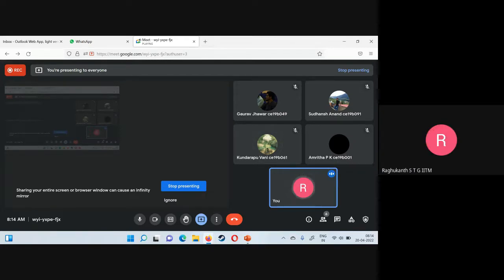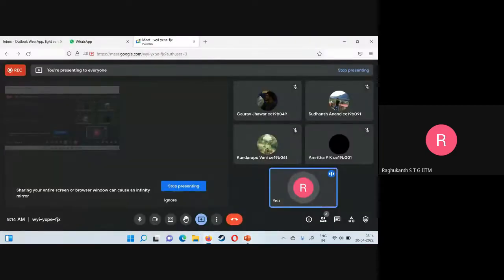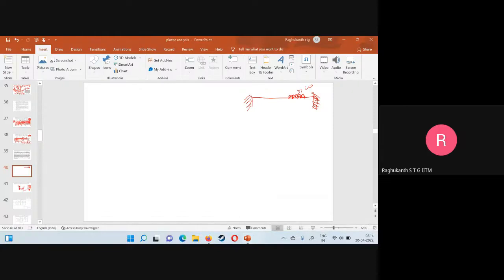Vani, tell me. Three. So there are 3 unknowns at each support. So 3 plus 3 is 6, and there are 3 equations here. So 6 minus 3 is 3 itself. So the indeterminacy is 3. So now you have followed this, right? So this is what happens here.